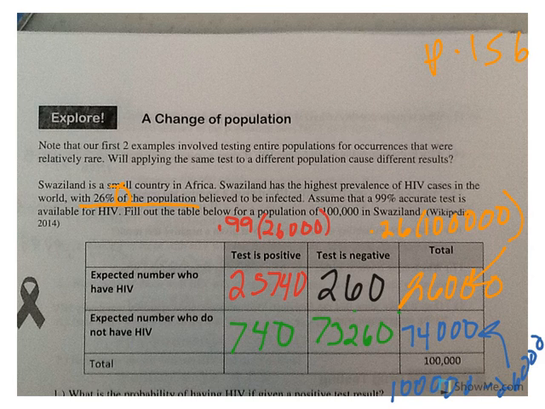So when I go to find my totals, the total number of positive tests will be 26,480, and the total number of negative tests will be 73,520. And those two totals will give us 100,000. All right, now using that table, please answer questions numbers 1 through 6, bottom of page 156.